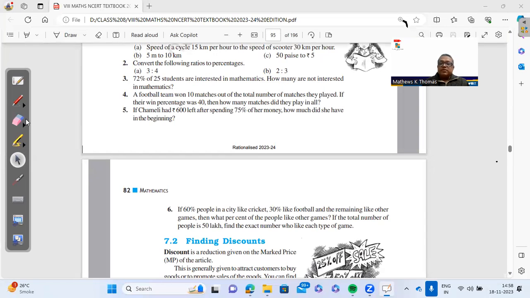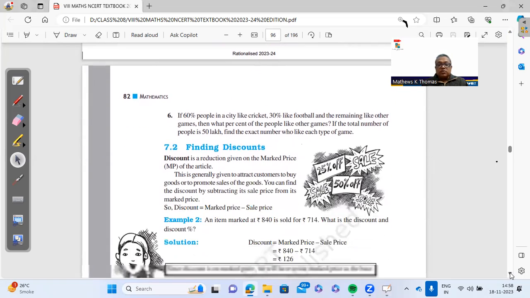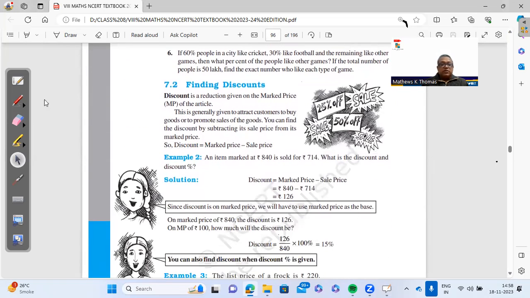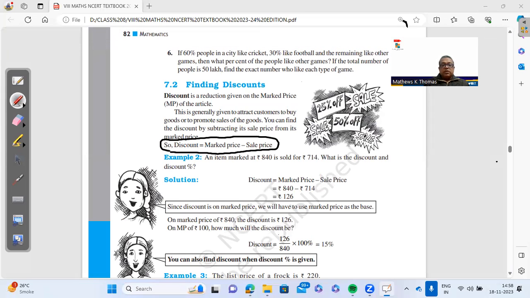The next chapter, chapter 6, cubes and cube roots, doesn't have any formulas. We go on to chapter 7. And in chapter 7, we have comparing quantities. The first formula that we find is in the calculation of the discount. Now, discount is found by subtracting the sale price from the mark price.